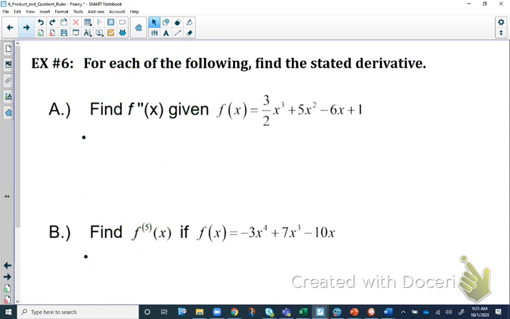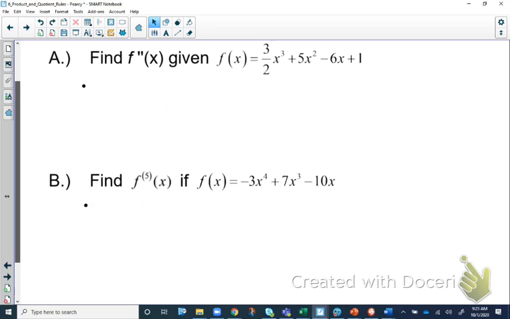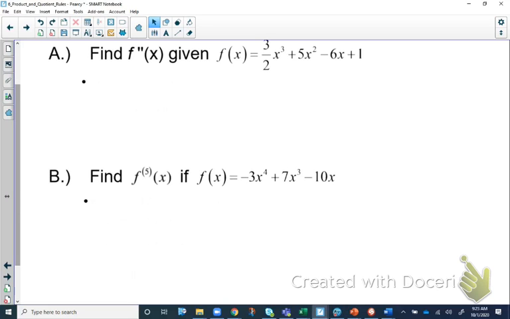So here we're looking for f double prime of x. So find the second derivative of the function given what we have here. I do have these typed up, so I'm going to go ahead and utilize what I have typed up here. The first derivative of the function would be, not negative, but 9 over 2 x squared plus 10x minus 6, just using the power rule. And then the second derivative, we take the derivative of the first derivative and we wind up with 9x plus 10, and there we go.